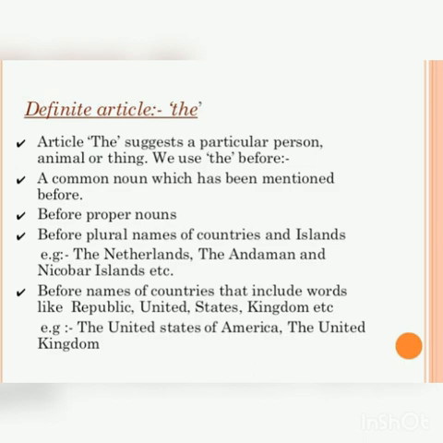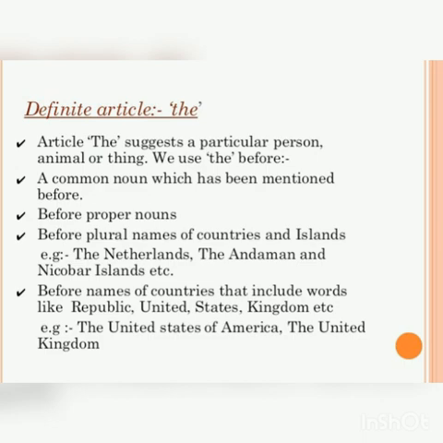Now let's take the definite article the. Now you already know how and where to use this article. Article the suggests a particular person, animal or thing. We use the before a common noun which has been mentioned before.